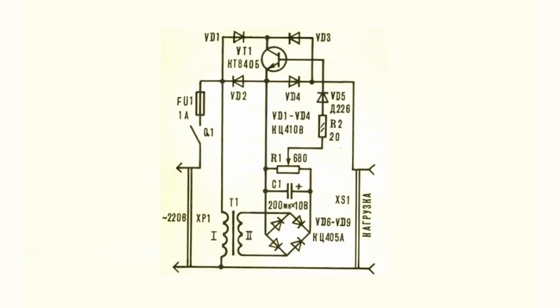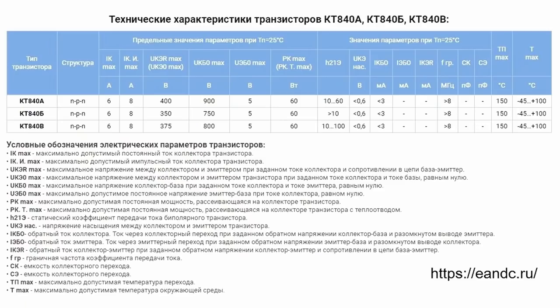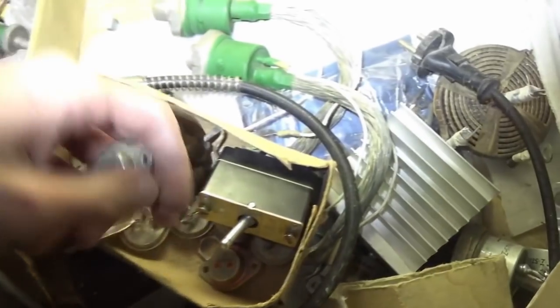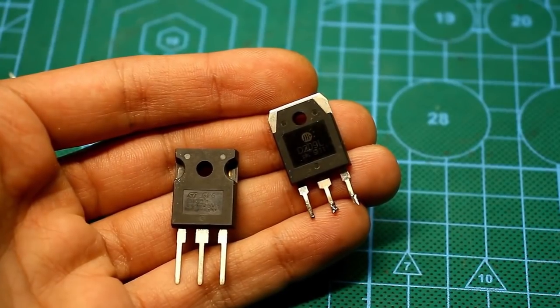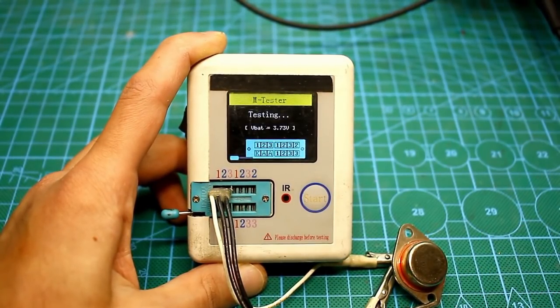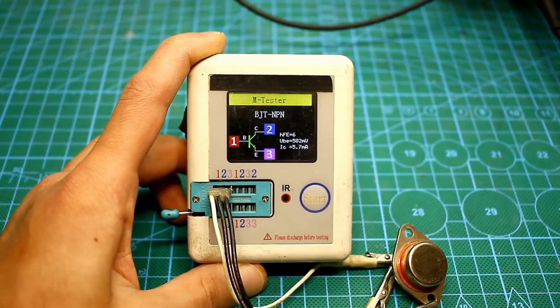The regulating element is a powerful high-voltage bipolar transistor. In this case, a KT840B transistor is used. This is a fairly powerful NPN transistor with a collector-emitter voltage of 350 volts and maximum permissible constant collector current of 6 amps. But I don't have such. In the old trash, I found KT838. In theory, it should work in this circuit without problems. But later, I replaced it with D209 because KT838 had a negligible current gain, only 6.